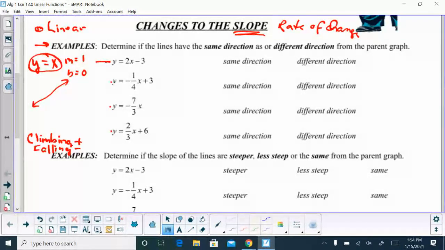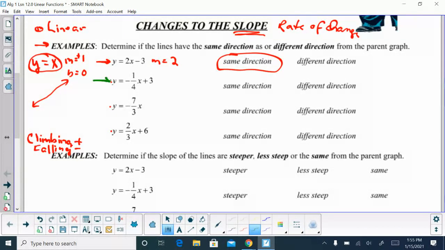So working here with y equals 2x minus 3. Let's identify quickly what is the slope. The slope is a positive 2. So just like our slope for our parent function, they are both positive. Therefore, that means that they are moving in the same direction. So as they travel from left to right on our graph, they are climbing. Now let's look at the second one.